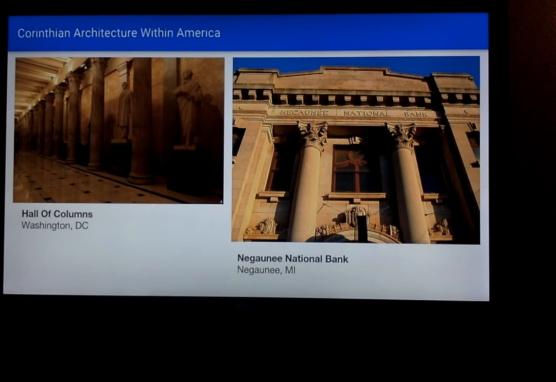Here's a few examples of Corinthian architecture within America. On the left, you have the Hall of Columns, located in Washington, D.C., and on the right, you have the Allegheny National Bank, located in Michigan. As you can see in both of these images, they have the floral decorative designs at the top, in other words, the capital of each column.